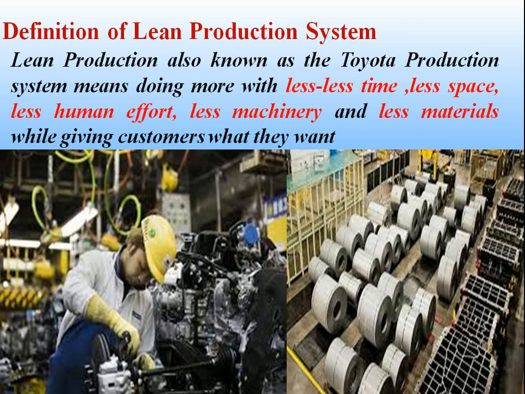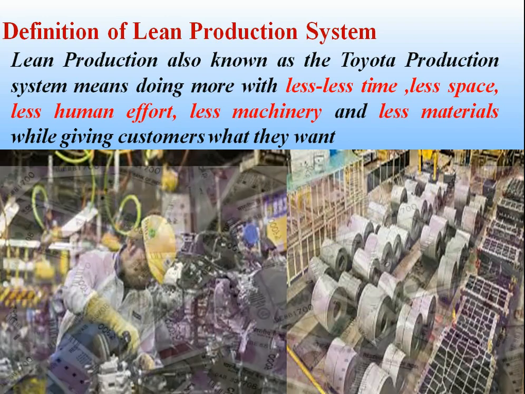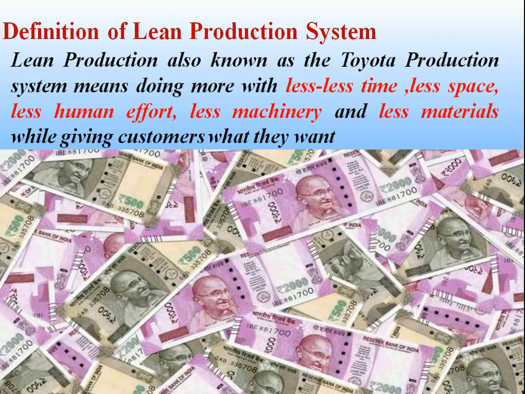By producing the products with less rework and less rejection, we can eventually lead to less utilization of materials. Thus, summing up all these points, lean manufacturing technique means to produce a product with less time, less space, less human effort, less machinery, less material, while giving customers what they want. By doing so, the manufacturing industry can have a good profit margin on the product.